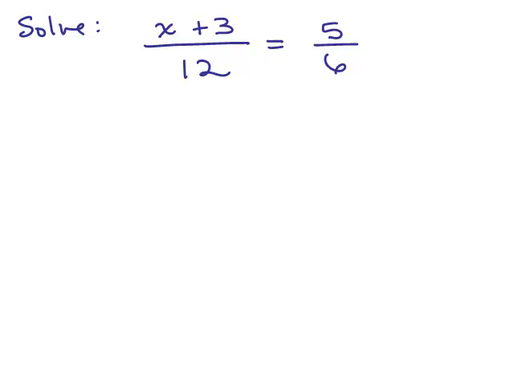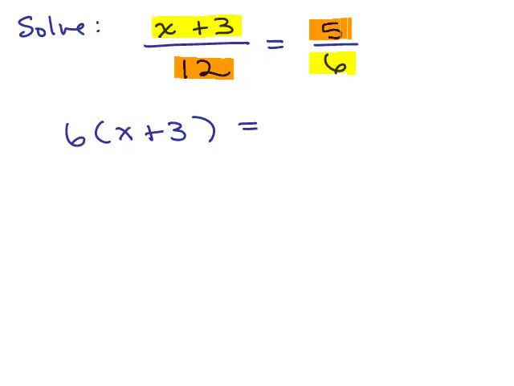Let's solve this rational equation using the method I just showed you, because it is a proportion. By the way, there's more than one way to solve this, but we're going to use proportions. So I have a fraction equaling a fraction. So I can multiply the numerator of one by the denominator of the other. So I'm going to do 6 times x plus 3. And that's going to be the same thing as multiplying the 12 times the 5.